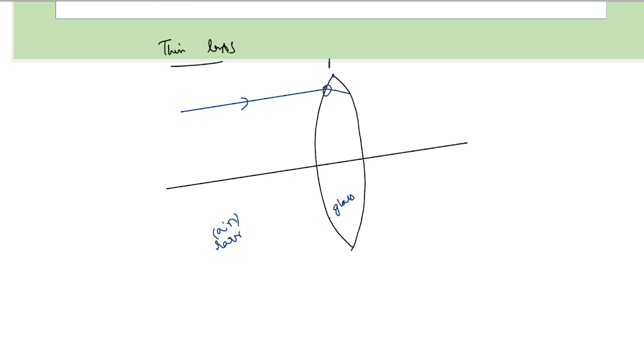Suppose we call this surface ABD, and this is surface AED. Suppose if surface AED was not there, this light ray would have gone to a point somewhere here. So this is where the image would have been obtained, some point here. At this point we would have got the image, we call it I dash.